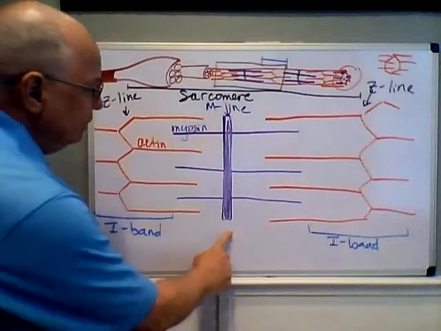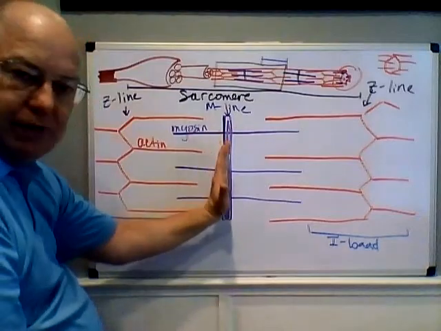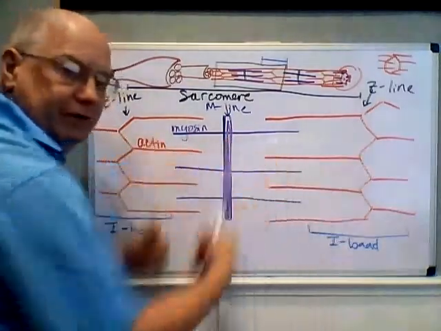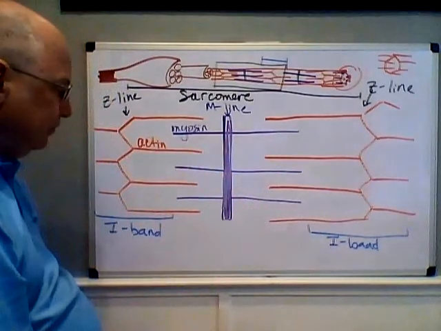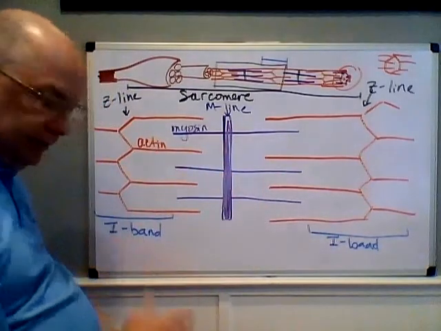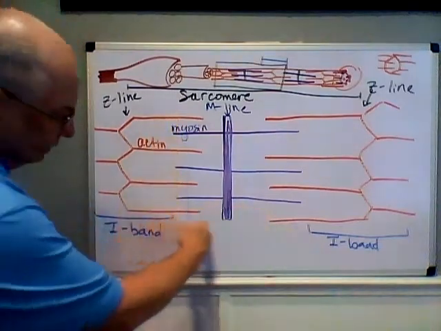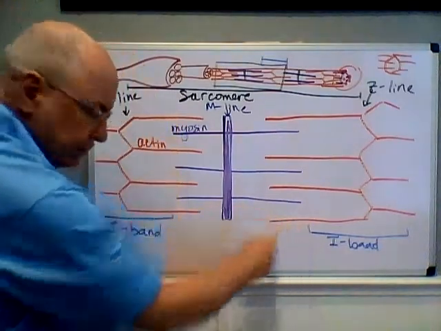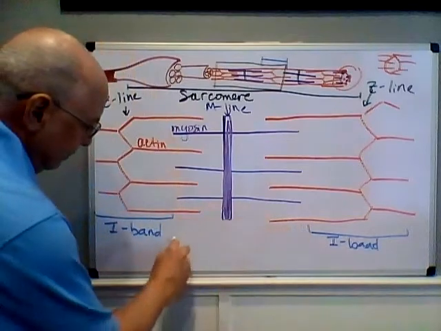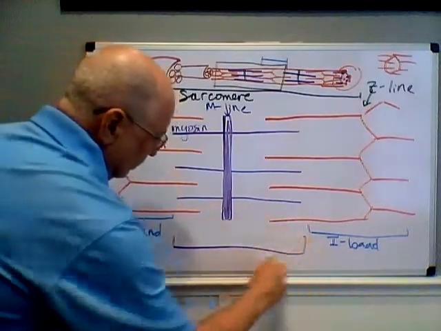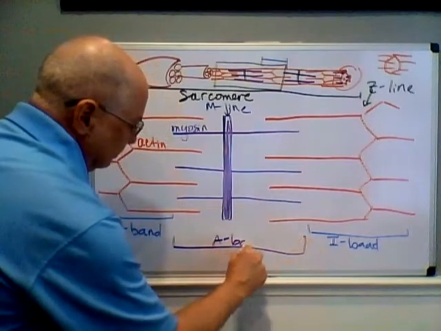The same thing happens here at the M-line. The M-line is a solid plate of protein to which myosin filaments are attached. And the area in the middle of the two I-bands that goes from the end of the myosin filaments to the end of the myosin filaments, all of this area right here is referred to as an A-band.